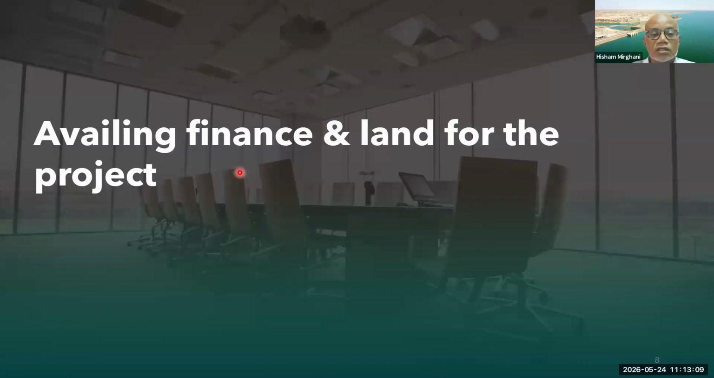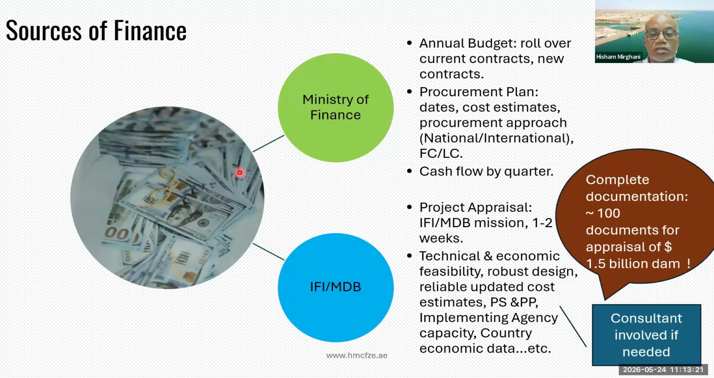Now, two fundamental obligations of the employer. These are sometimes taken for granted by the engineer and the contractor, but they actually entail a lot of effort, time, resources, and a lot of money. So in our case, two sources of finance. The first was the Ministry of Finance. And for this, we needed to prepare an annual budget.